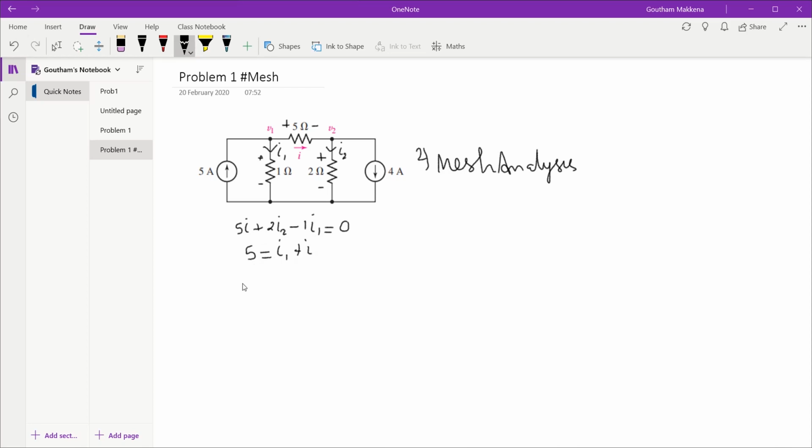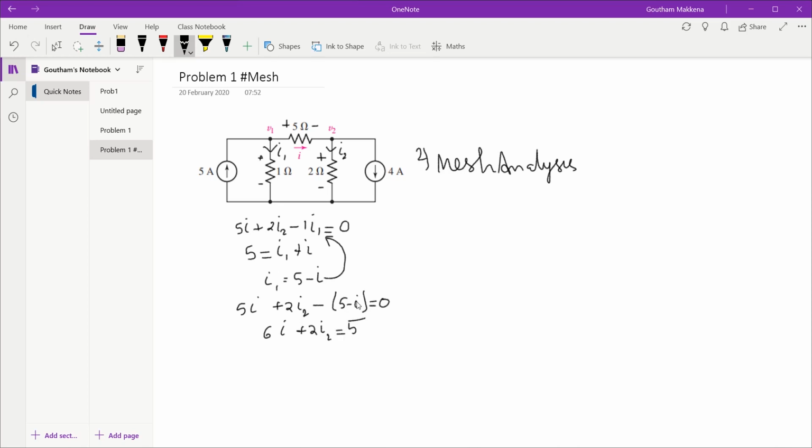From this we will try and eliminate I1. From the above equation, I1 turns out to be 5 minus I. I'll substitute the same in this equation. So what do I get? This is 5I plus 2I2 minus 5 minus I is equal to 0. On simplifying, what do I have? 6I plus 2I2 is equal to 5.